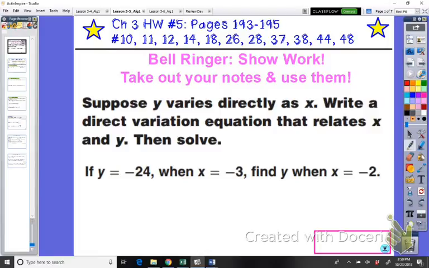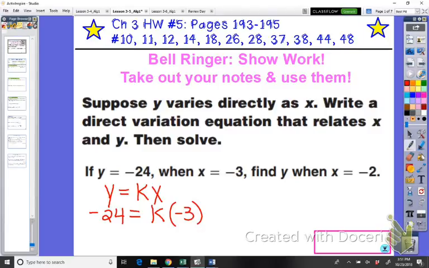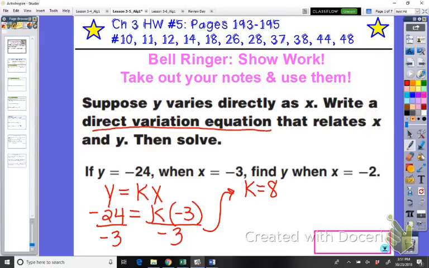So we know from yesterday if something varies directly, it's in the form y equals kx. So we can fill in the information that we know. So if y is negative 24, that goes in for y. We don't know the constant k, but we know x is negative 3. So if we divide both sides by negative 3, that gives us the constant, which is 8. Now that's not the equation though. The direct variation equation, you have to put that constant back in the equation. So it's y equals 8x. So that's part 1 of the question.